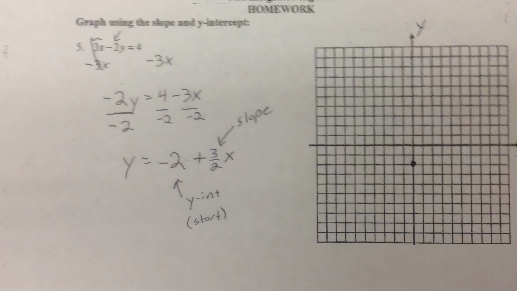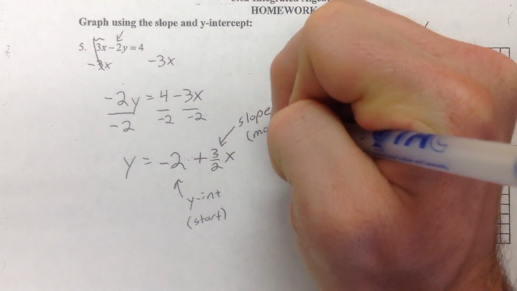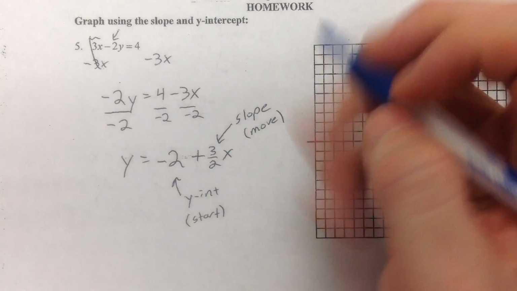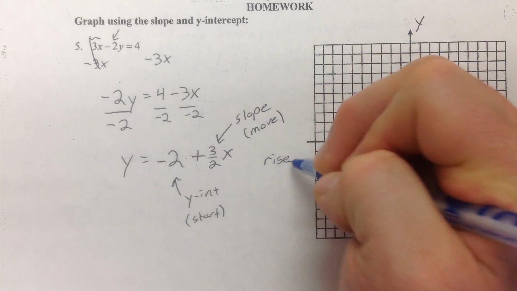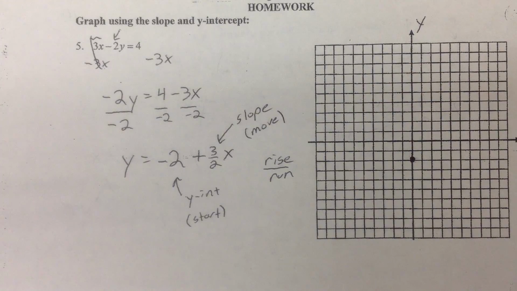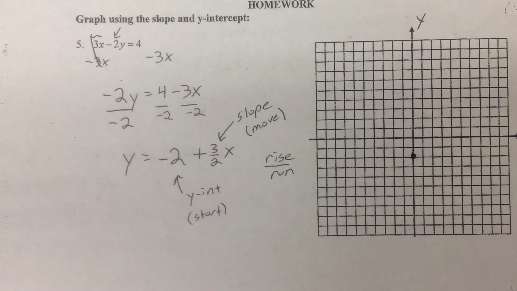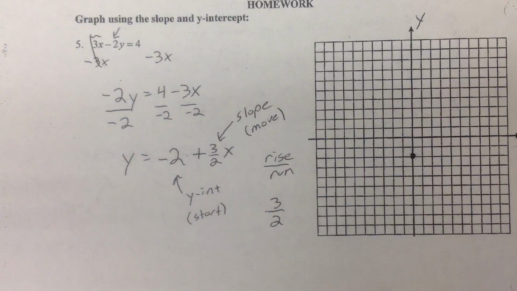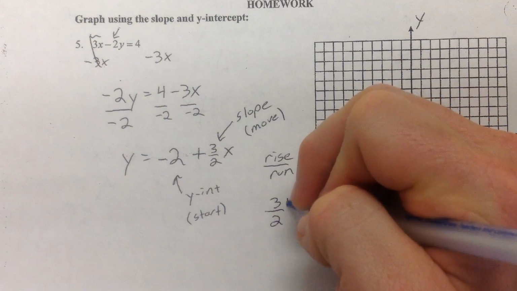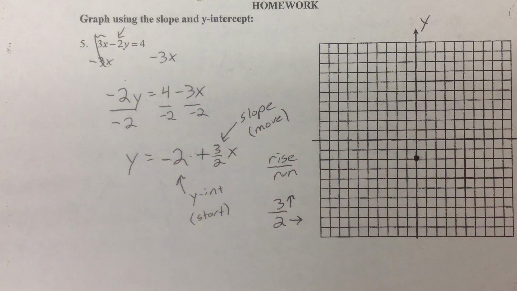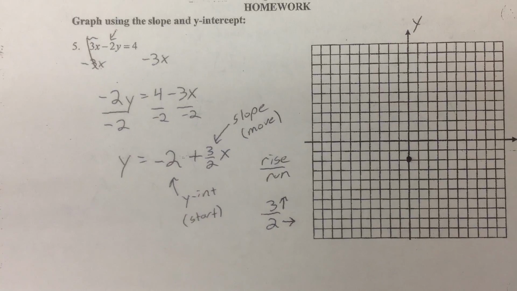Now the slope is telling us how we move. The phrase you'll usually hear is rise over run. The top number tells us how much we go up and down, and the bottom number tells us how much we go left and right. So when we have 3 over 2, since those are both positive, we go up 3 and to the right 2, because positives are always up and positives go to the right when we're graphing.